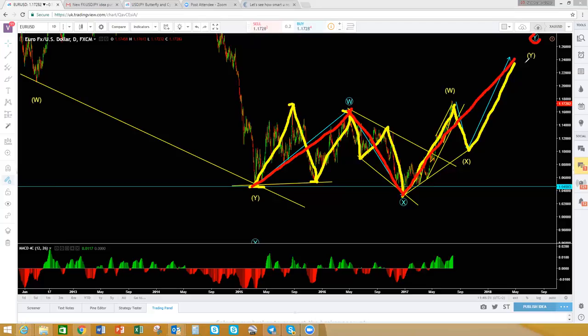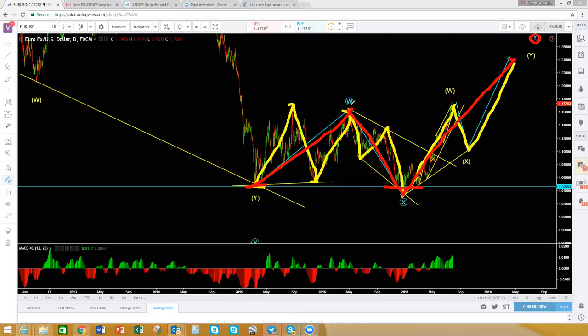So now you see that I've just discussed the lower degree in yellow. This is the higher degree now. Can you see the pattern in the higher degree, red? Now, which pattern is this? This is my top, remember? It is broken here. So already when it breaks the top, it's telling me that it's either going to be an expanding or a running. It cannot be a regular because a regular does not break the top. So I'm only left with two options.